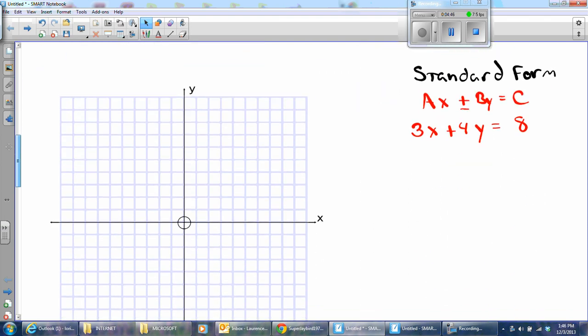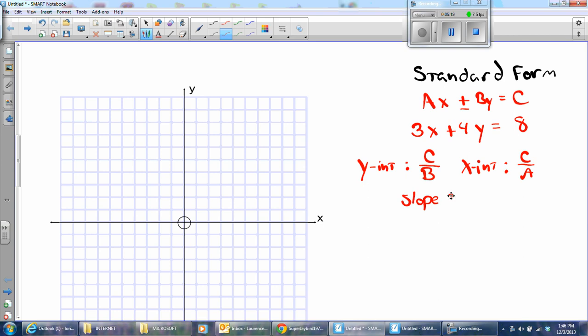Then there are some times when it's not so easy to get the y alone. We have standard form. And remember, in standard form, we learned that the y-intercept, or the b, can be found by taking C and dividing it by B. The x-intercept can be found by doing C divided by A. And of course, the slope can be found by taking the negative of A over B.